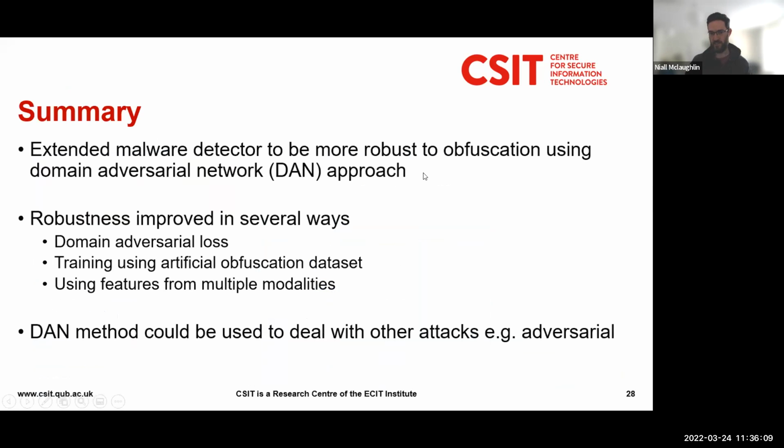Just a summary of what we've done there. We've taken our existing CNN architecture for detecting malware based on opcode sequences. We've extended it to include this domain adversarial loss. We've changed the type of features that it takes in to make it more robust. And we've shown that we can improve its robustness to obfuscation. The same methods of applying domain adversarial training could be used to deal with other types of attacks. I said here adversarial attacks, which is a big area of research these days, and that's something that we're looking into at the moment. Can we take this method and extend it to make the classifier robust to adversarial attacks?